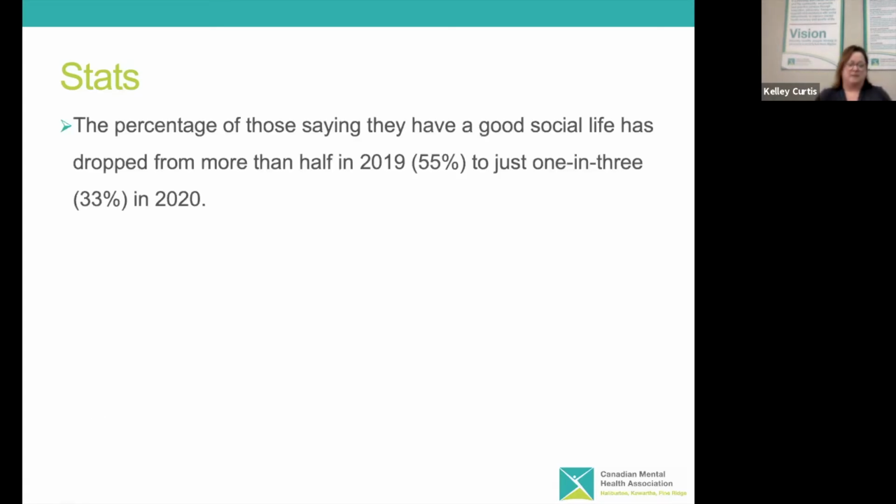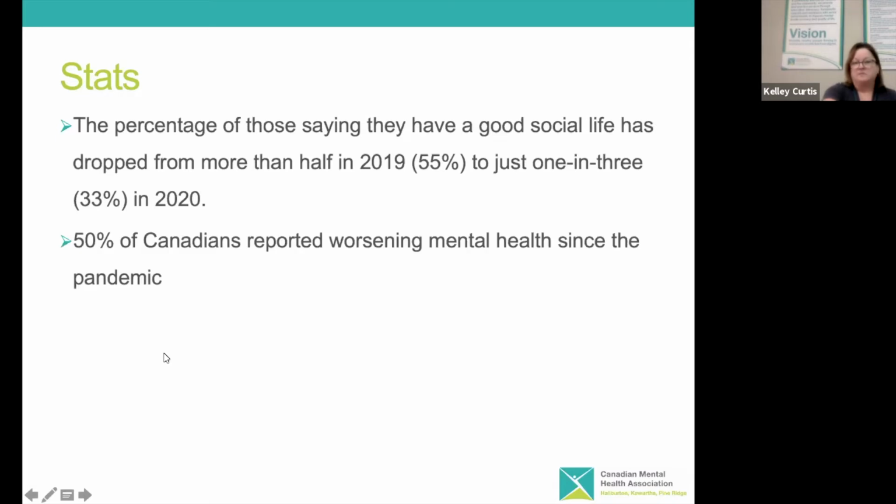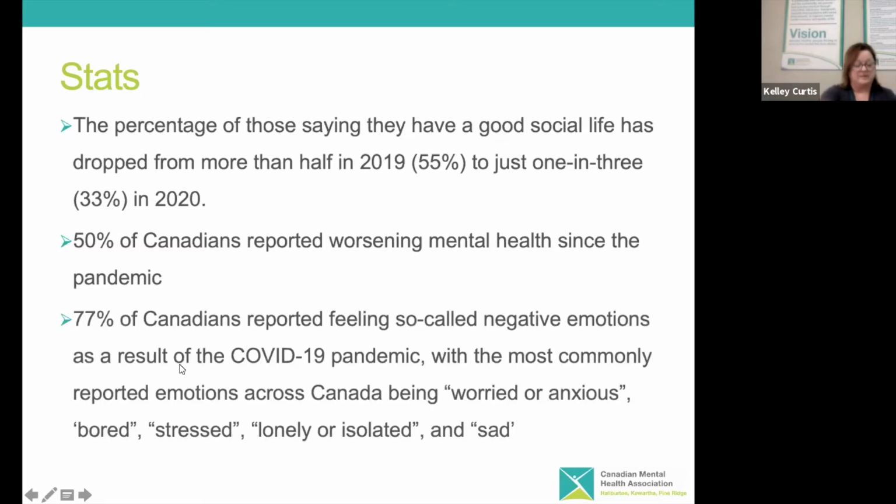So we're going to talk about some of the stats that have been taken up lately. The percentage of those people saying that they have a good social life has dropped by more than half, from 2019 to just 1 in 3, or 33%, in 2020. That's pretty significant. 50% of Canadians are reporting worsening mental health since the pandemic has begun. And 77% of Canadians report feeling negative emotions, or so-called negative emotions, as a result of the COVID-19 pandemic.